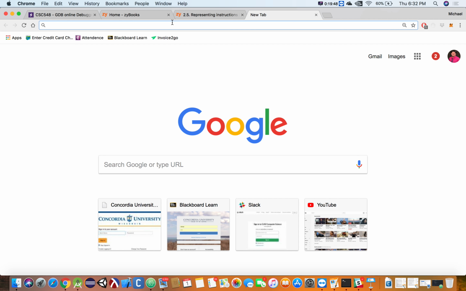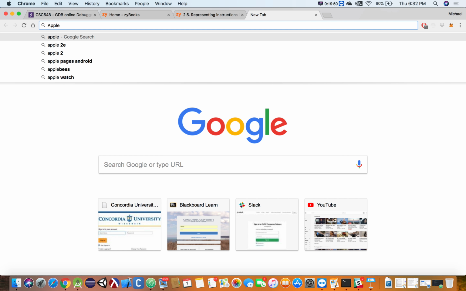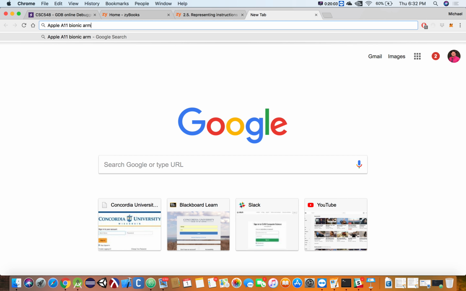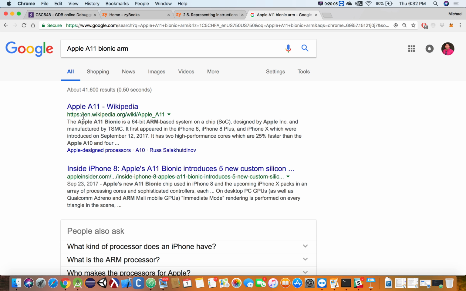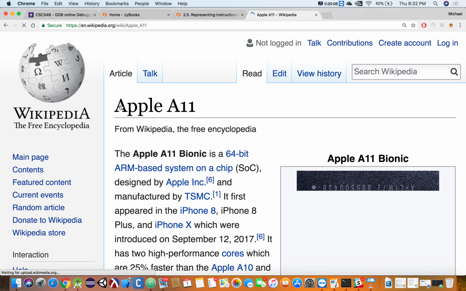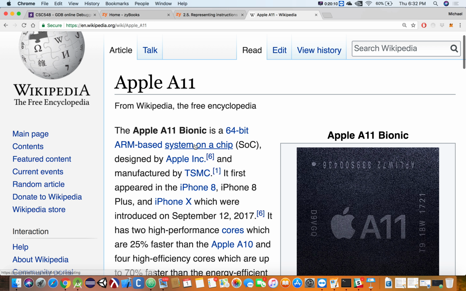So let's see. Apple, what's the current chip? A11. A11 Bionic. Just say ARM. 64-bit ARM-based system on a chip. Okay. So keep in mind that ARM is a common instruction set for reduced instruction set systems.